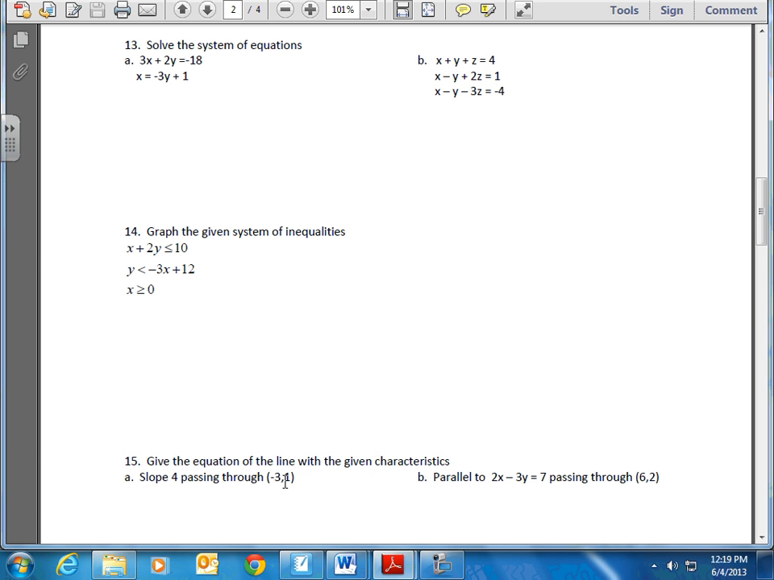If I wanted to use elimination for question A, I would have to move that negative 3y to the left-hand side so my x's and my y's and my constants all line up in the same order. It does not matter what order they're in, but they have to be in the same order.